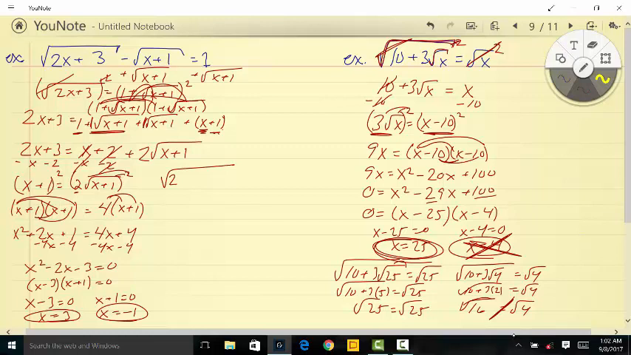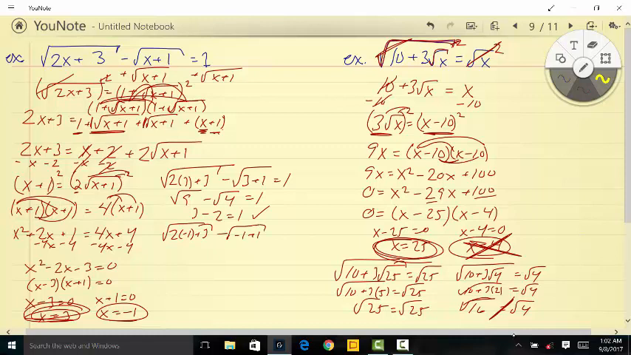Square root of 2 times 3 plus 3 minus the square root of 3 plus 1 equals 1. That's the square root of 9 minus the square root of 4, which is 3 minus 2. 3 minus 2 does equal 1, so 3 works, it's a solution. 2 times negative 1 plus 3 minus the square root of negative 1 plus 1 equals 1. That's the square root of 1 minus the square root of 0, which is 1 minus 0. 1 minus 0 does in fact equal 1.